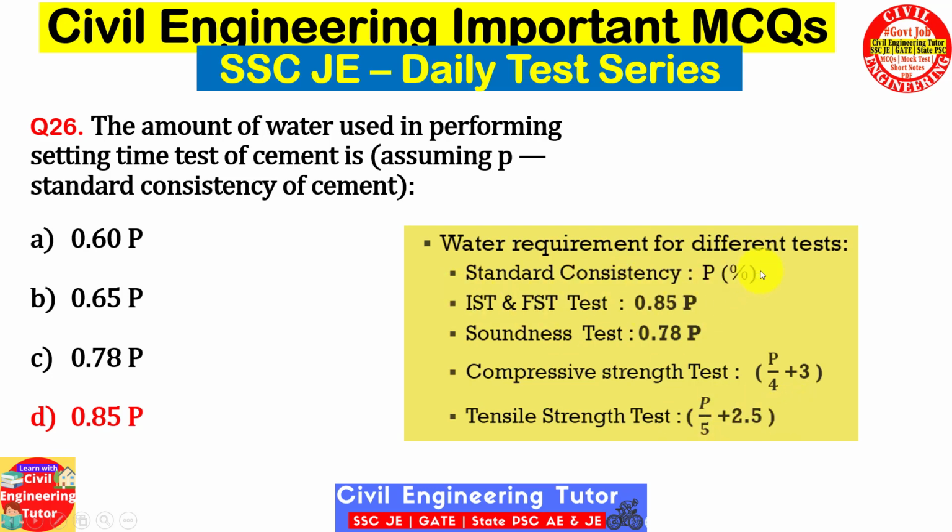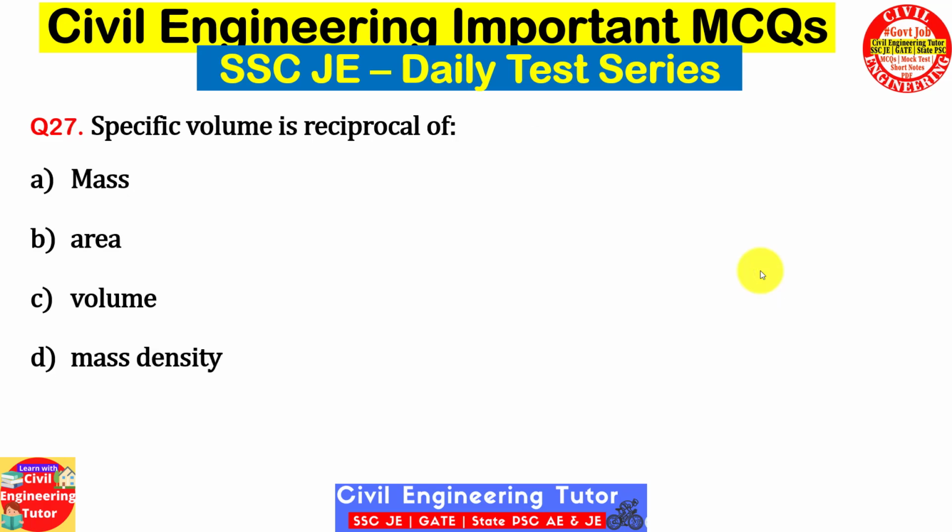Now, those who are watching this video, can you tell me what is the general value of standard consistency of cement? Normally, what is the value? You can comment down the answer in a range, like 20% to 30% or 25 to 30% or 30 to 50%, like that. So if you know the answer, comment down what is the general value of standard consistency of cement.